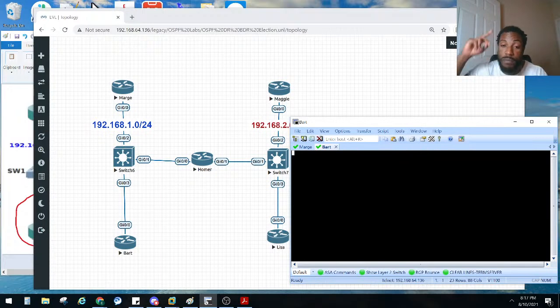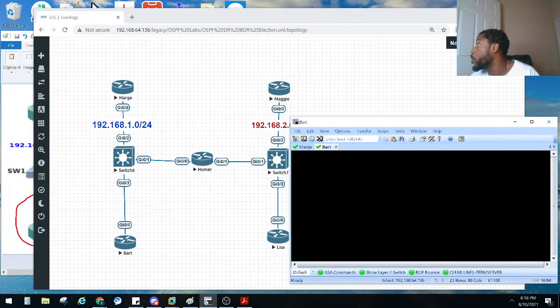The MTU got to match. They got to be in the right network. What else? The timers got to match. The hello timers, the dead timers got to match. The area got to match. A lot of things that got to match before they become neighbors. Authentication is one of those things if it's set up.